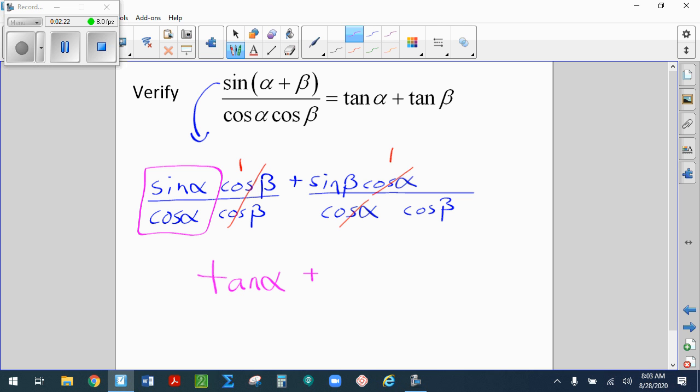And on the right-hand side, for the second term, I have sine beta over cosine beta, which is tangent beta. And I'm finished.